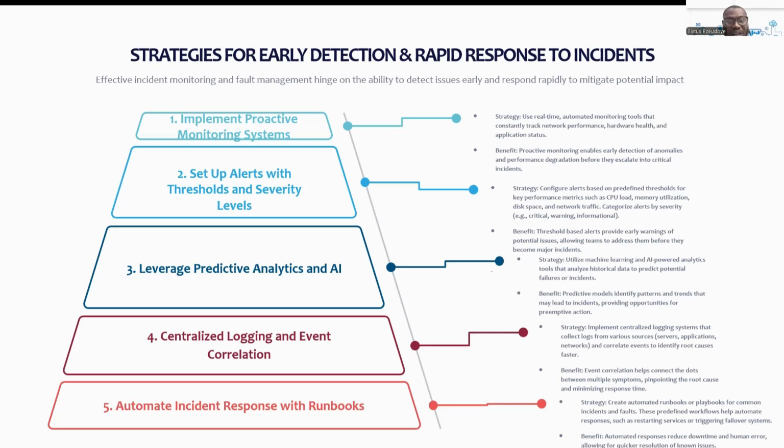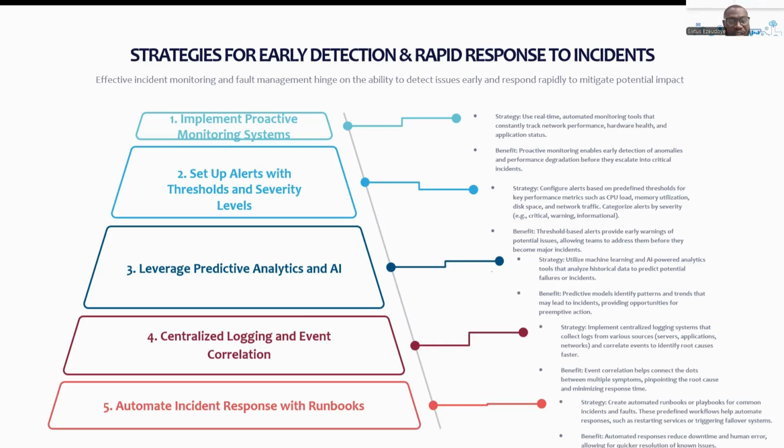The fourth strategy is centralized logging and event correlation. This strategy simply involves having a centralized logging system that collects logs from various sources. It can be your servers, your applications, your networks. There should be a log of events in a ticketing platform. Every incident that happens must be logged and stored. And this correlates events to identify root cause faster. Over time, you're able to do your root cause identification and root cause analysis, RCA, so that in a future occurrence, you're able to know what caused this incident in previous times and how to mitigate future occurrence.